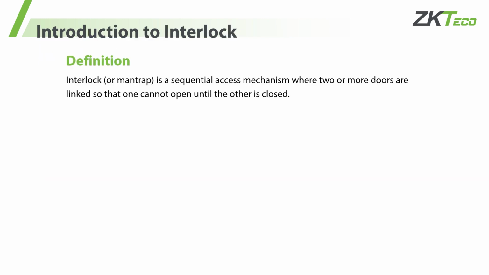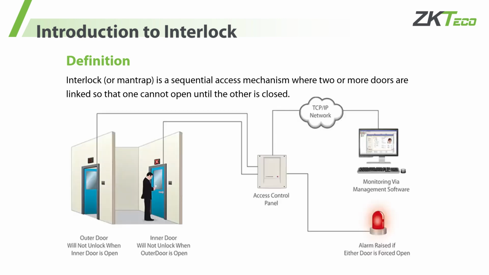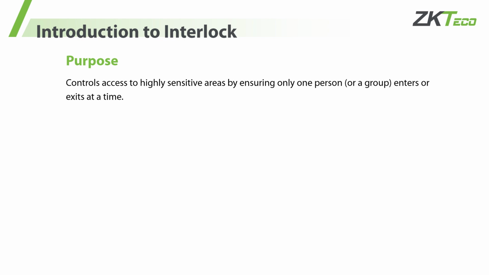The second part introduces interlock. Interlock or man-trap is a sequential passage mechanism in which two or more doors are interconnected so that one door cannot be opened until the other door closes. From the picture below, we can see that when the first door is not closed, people cannot enter the second door. The purpose of interlock is to control access to highly sensitive areas by ensuring that only one person or group of people enters or leaves at a time, or lock.